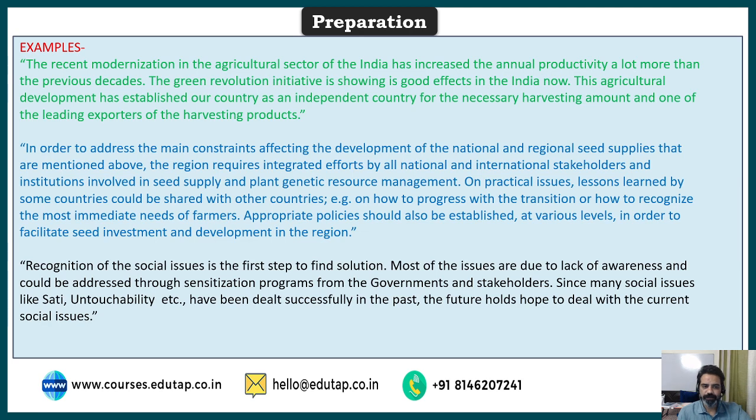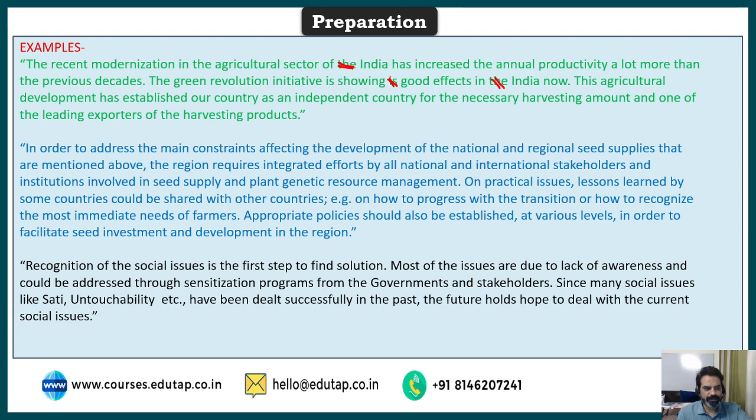See, the recent modernization in the agriculture sector of India has increased the annual productivity a lot more than the previous decades. The Green Revolution initiative is showing good effects in India now. Now, this agricultural development has established our country as self-sufficient in the necessary harvest amount and one of the leading exporters of harvest products. See, this is a decent conclusion if you're writing about the Green Revolution.